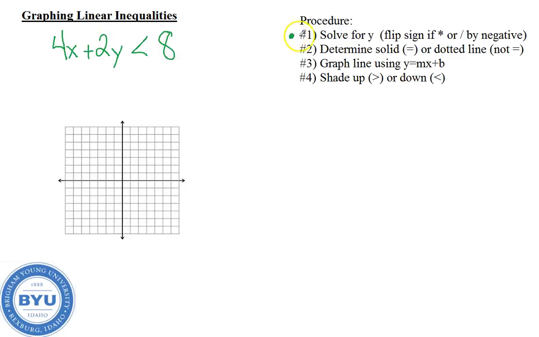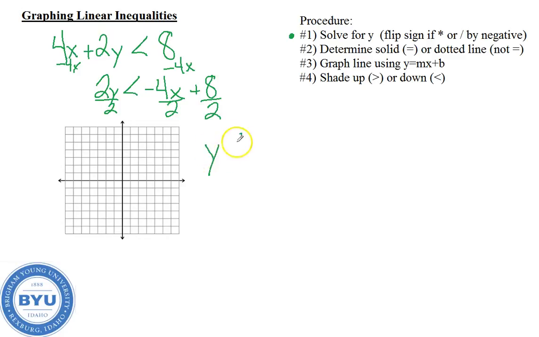4x plus 2y is less than 8. Let's go through the procedures. Step number one, we need to solve for y. So I need to get y by itself. I'm going to subtract 4x from both sides. When I do that, I get 2y is less than -4x plus 8. I then need to divide everything by 2 because, again, I want to get my y by itself.